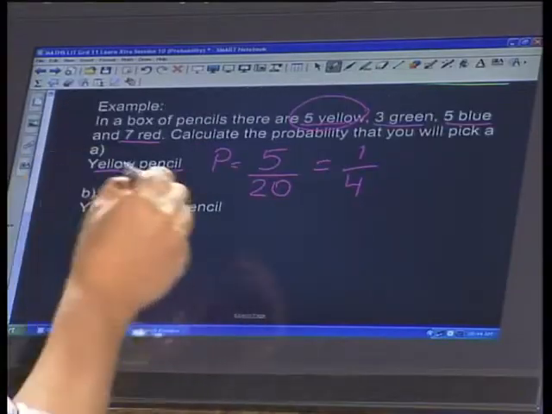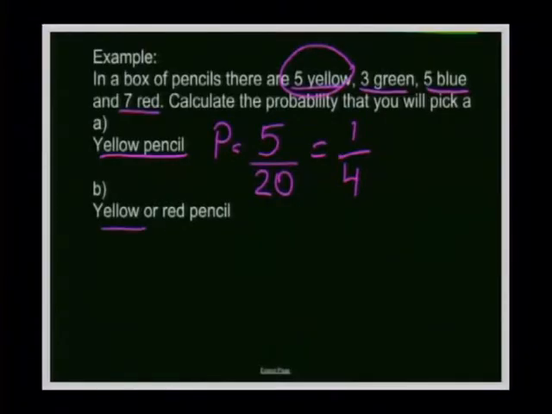Let's just extend the page a little bit. I'm looking for a yellow or red pencil. Now, when we see OR in probability, we need to add. So what I'm going to do is find out the probability of picking a yellow pencil, the probability of picking a red pencil, and add them together. I'm going to do it mathematically, then I'm going to show you how you would do it without realizing that it was a plus.